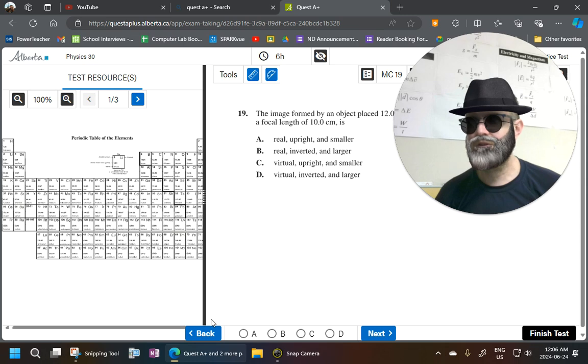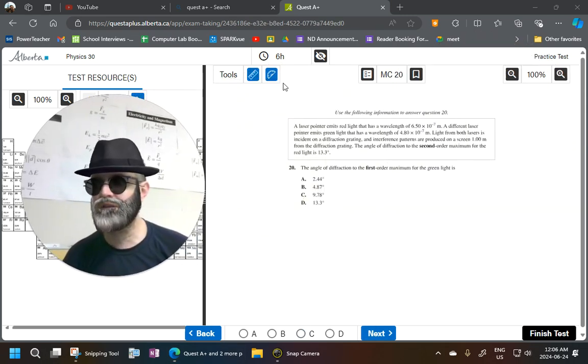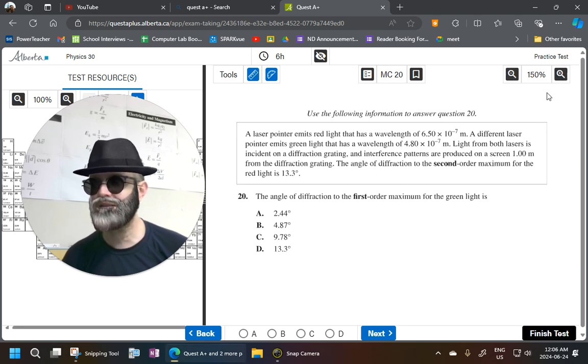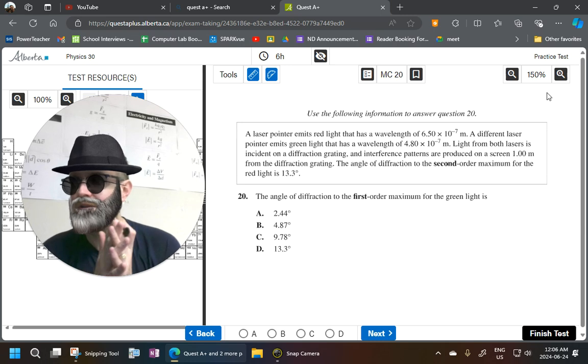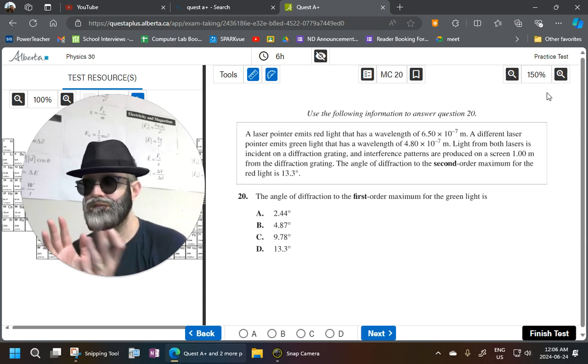Virtual, upright, smaller. Done. A laser pointer. Where am I on this test so far? 20. Oh, we've got quite a bit of questions left here. A laser pointer emits red light and has a wavelength of 6.5 times 10 to the negative 7. A different one emits a green light, shorter wavelength, makes sense.